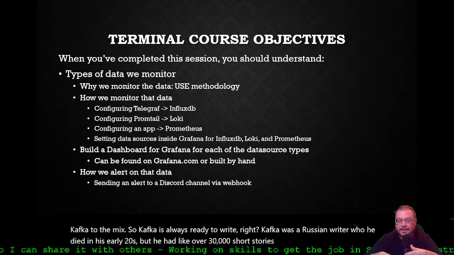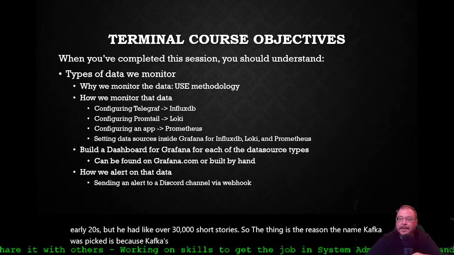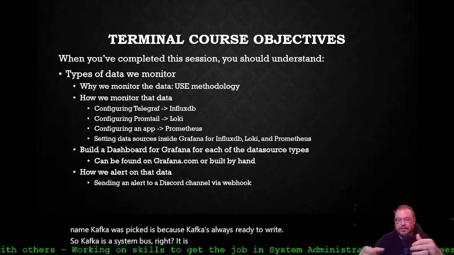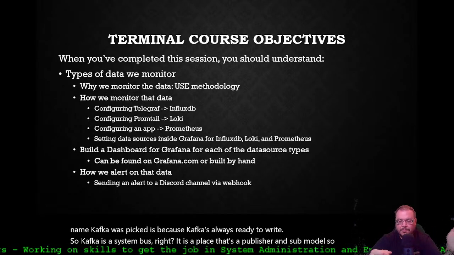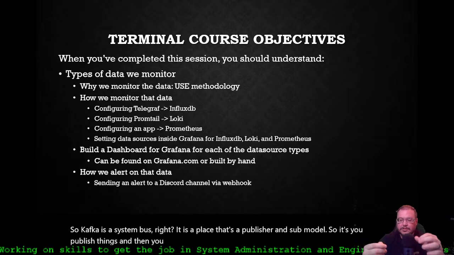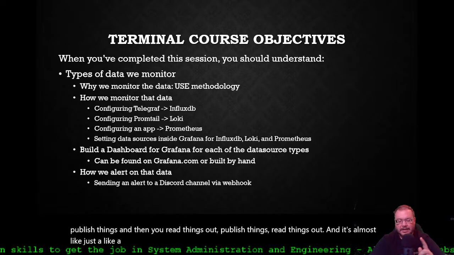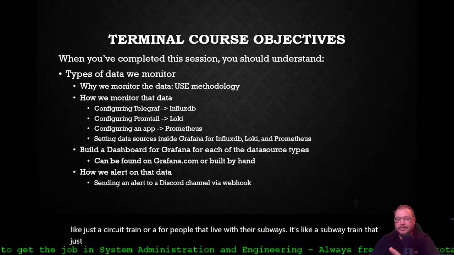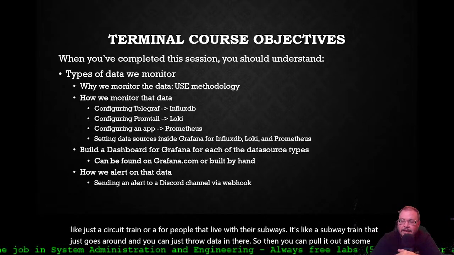So the reason the name Kafka was picked is because Kafka's always ready to write. Kafka is a system bus, right? It's a publisher and subscriber model. You publish things and then you read things out. It's almost like a subway train that just goes around, for people that live where there are subways, and you can just throw data in there. Then you can pull it out at some other endpoint, and it becomes really useful.